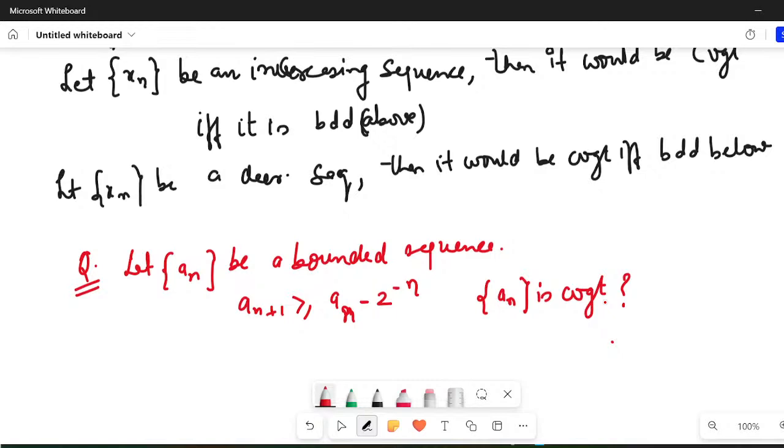What does it suggest? It suggests that an plus 1 is greater than or equal to an minus 2 raised to power minus n, and we need to assert how our an would behave, that is whether an would be convergent or would not be a convergent sequence. This is what you need to prove. So I'm giving you a minute or so. If you're not able to conclude, then I will conclude it for you.